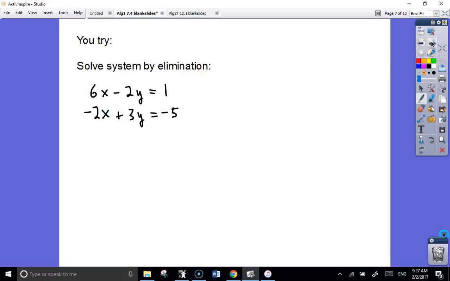So try to do that one. Which one did you multiply? The bottom one by what? By 3. Right, so that's going to give our equivalent system. It'll be 6x minus 2y is 1. That one didn't change. And negative 6x plus 9y equals negative 15.